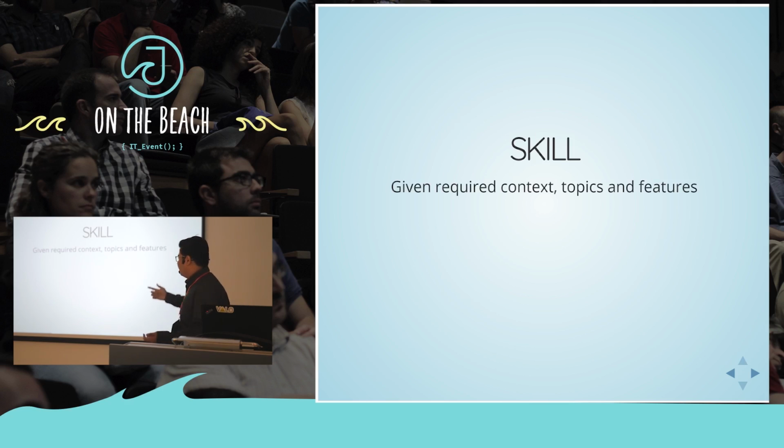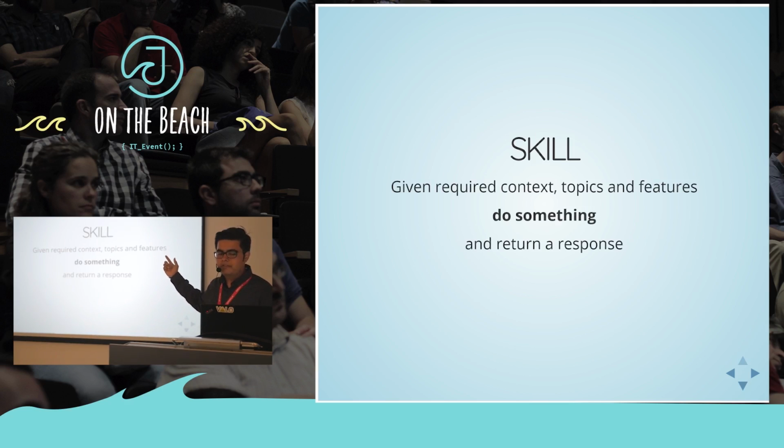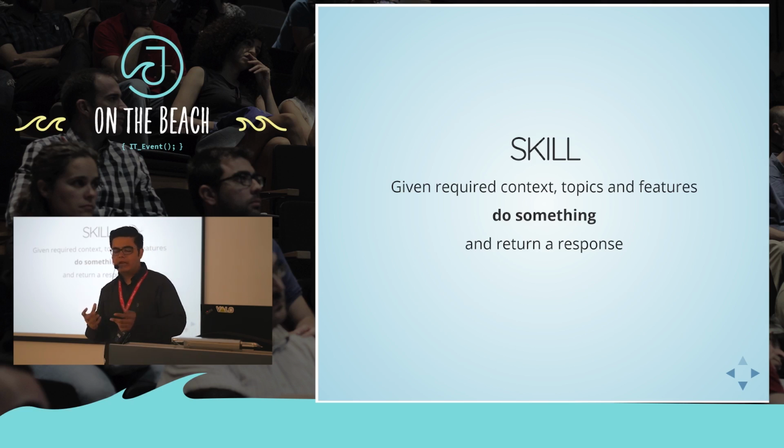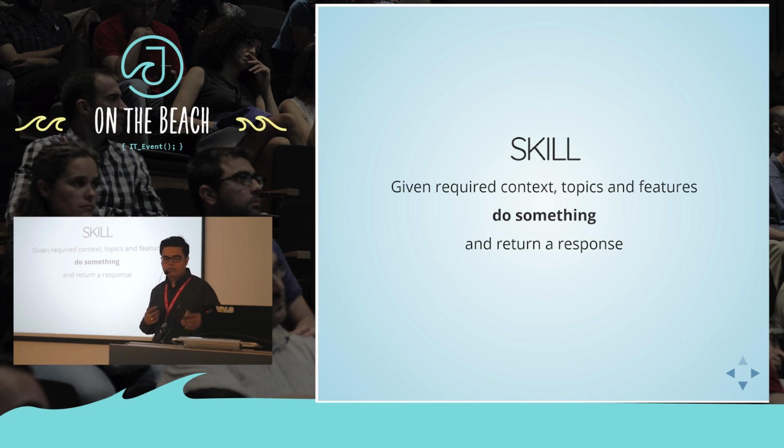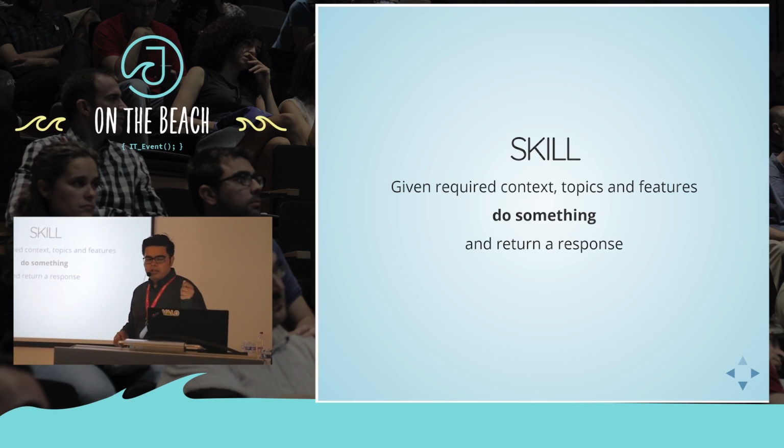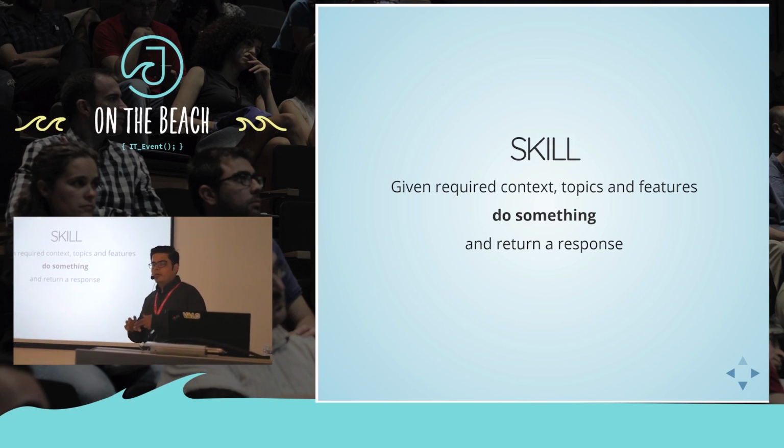So the idea with the skill is basically this. Given required context, topics and features, do something and then return a response. That's a very basic skill in a nutshell. Your skill gets executed, and then it returns a piece of data. That data could be a sentence or an object back that the interpreter can then work with. And as part of that, it could be doing something a bit more concrete. So it could be an API call outside, or it could be doing a database records lookup or search or something like that. Also, skills are supposed to be atomic, so it's all or nothing.